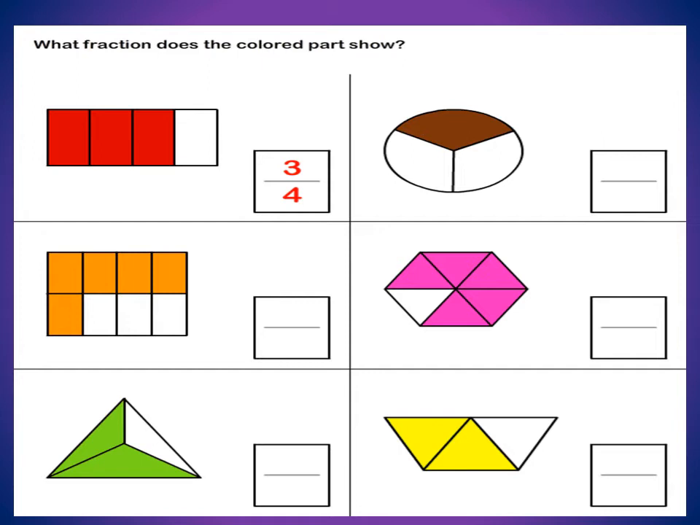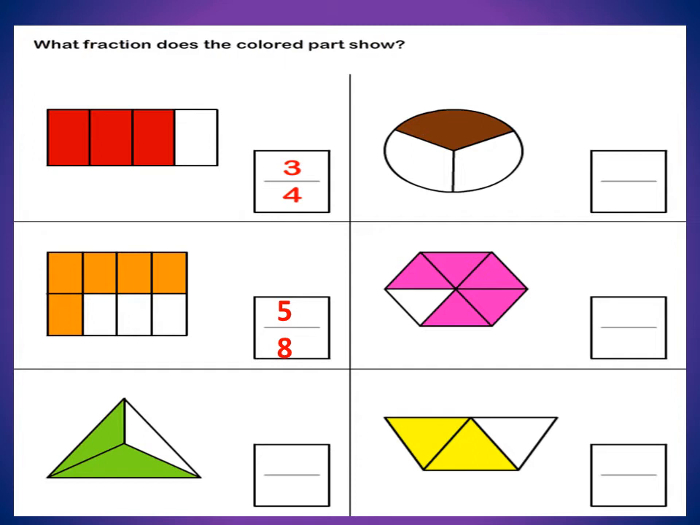Now the next one. Here the rectangle is divided into 8 equal parts and 4 are being shaded. 4 or 5 are being shaded? 5 are being shaded. So in the numerator 5 will come and in the denominator 8 will come. So the answer is 5 upon 8.